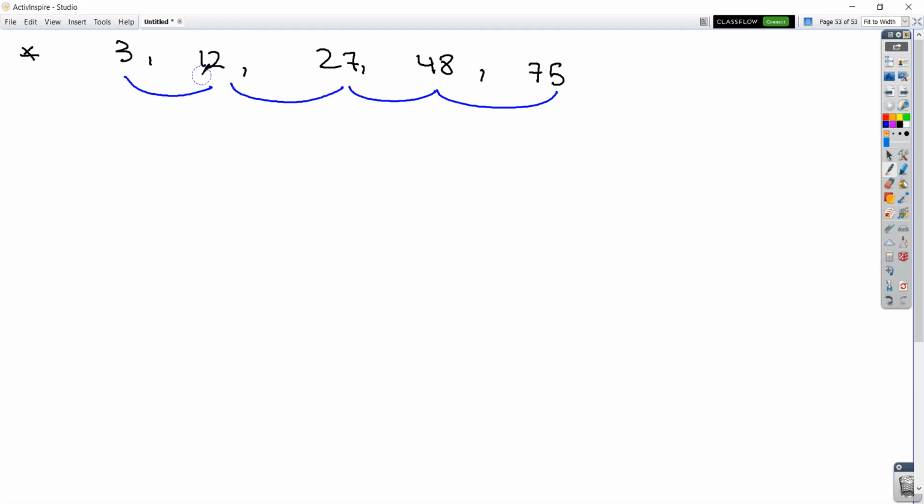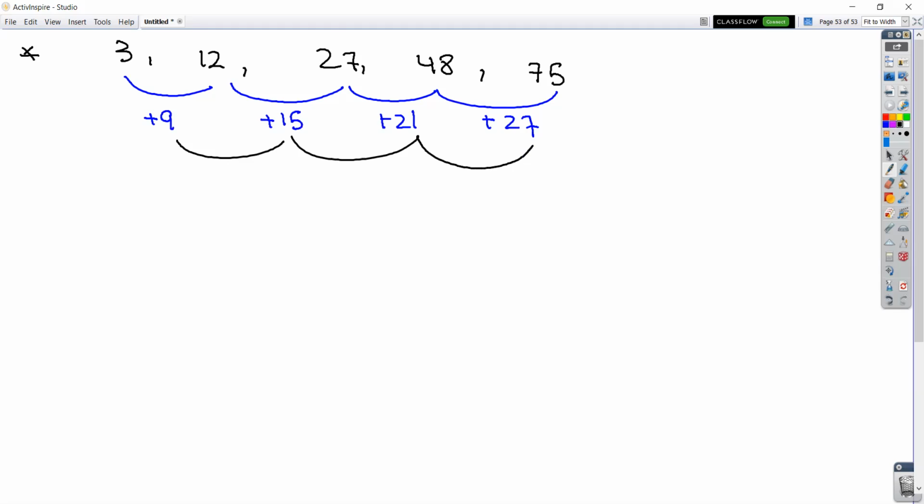To find the difference, to go from 3 to 12, you do 12 take away 3, which is 9. It means when you do 3 plus 9, you have 12. The other one would be 12 plus 15 is 27, then plus 21, and the next number would be plus 27. Clearly here we see that we are getting different numbers, so it's not a linear sequence. Because it's not a linear sequence, we're going to find the difference one more time.